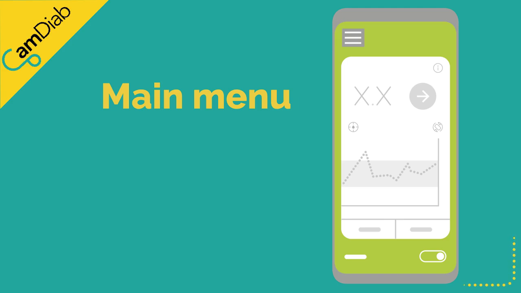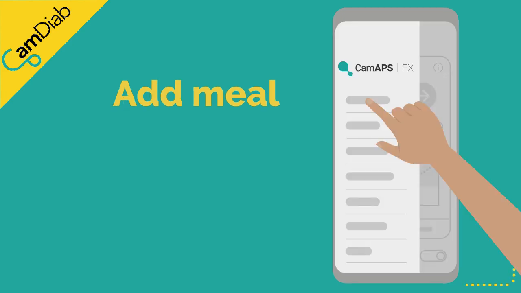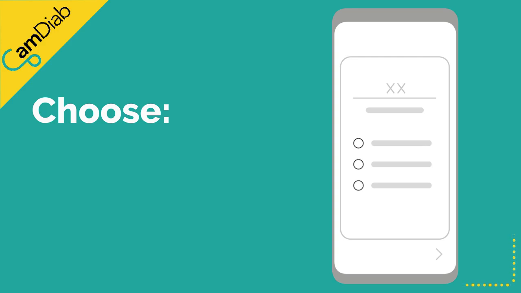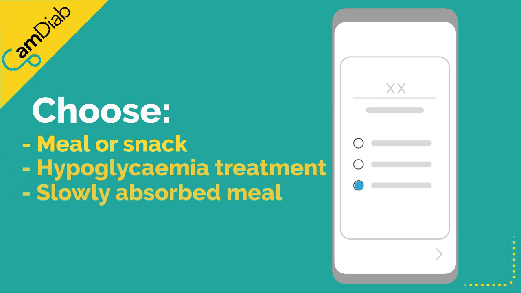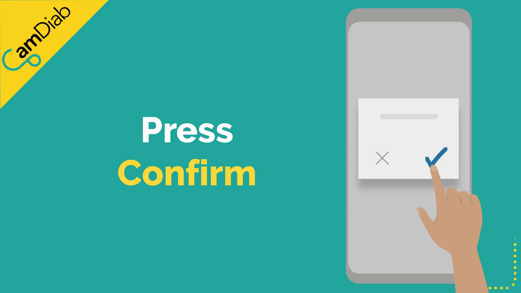To use the add meal function, open the app's main menu and tap on add meal. You will be given 3 options to choose from: meal or snack, hypoglycemia treatment or slowly absorbed meal. Tap on the amount and use the keypad to enter the grams of carbohydrate, and press confirm to save.